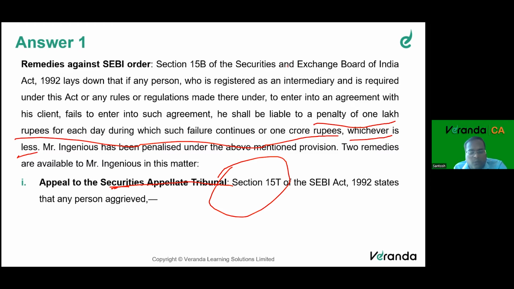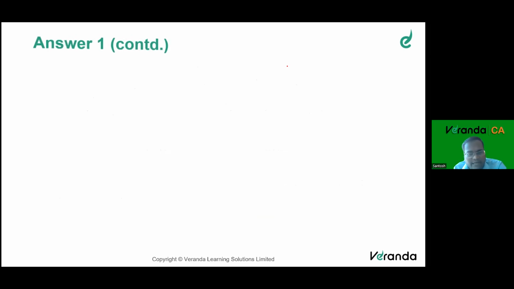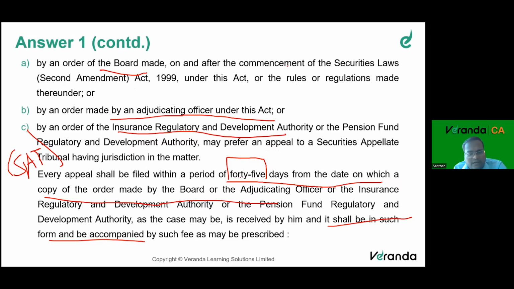And what are the appeals that I can go for? First step is I have to go to SAT. When can I go to SAT? Within 45 days from receiving the order. Who can give me the order? The order can be given by the board, or by the adjudicating officer under the act, or it can be by an order of the IRDA or the pension fund regulatory authority.